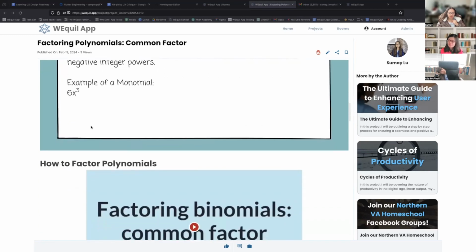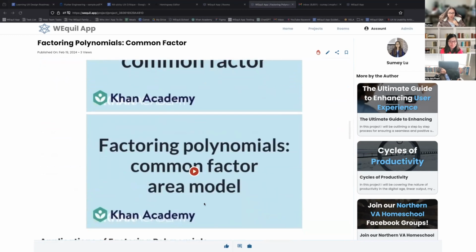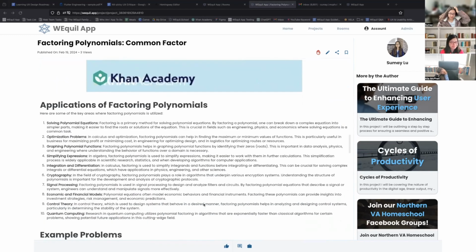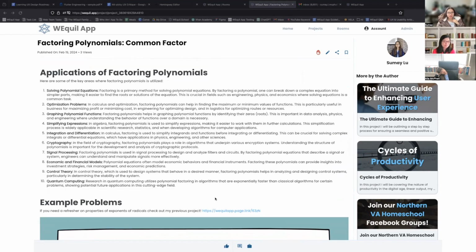Okay, so as we move on, I include a couple videos on how to factor polynomials, but I'll be covering that later on in this presentation. First, I'll just outline a few applications of factoring polynomials. So of course, this can be used for solving polynomial equations.